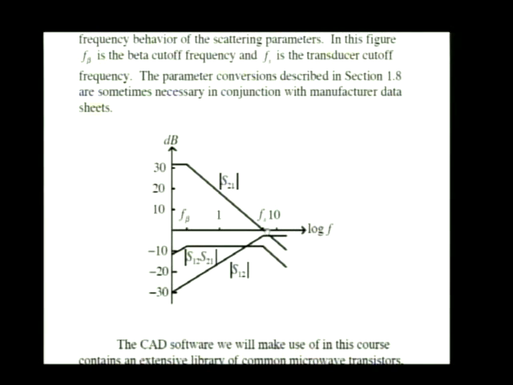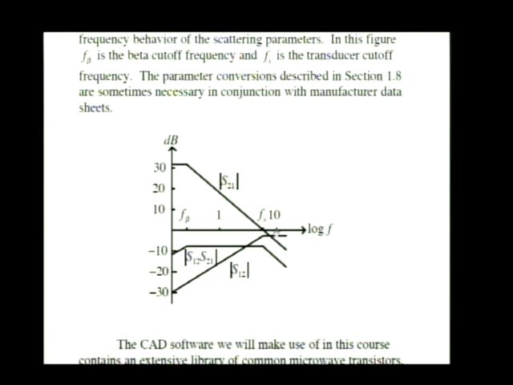That value of frequency, where the transducer power gain of the device passes through 0, is called the transducer cutoff frequency, f sub s. And at values of frequency even higher than the cutoff frequency, the transistor no longer acts as an amplifier. It actually attenuates the signals passing through.